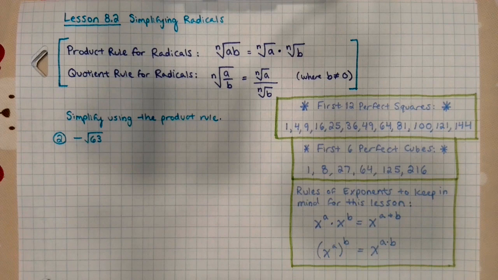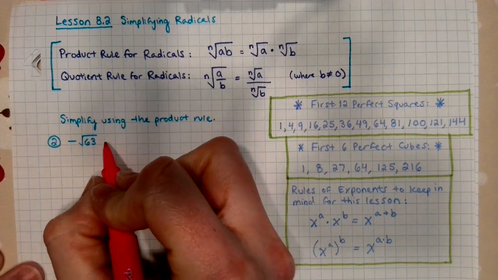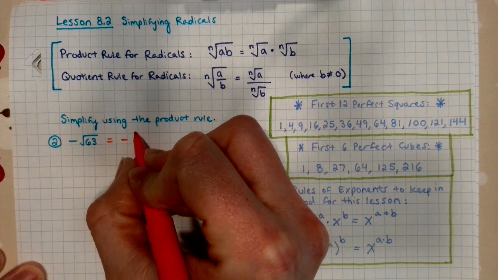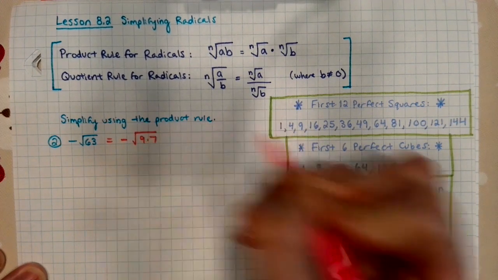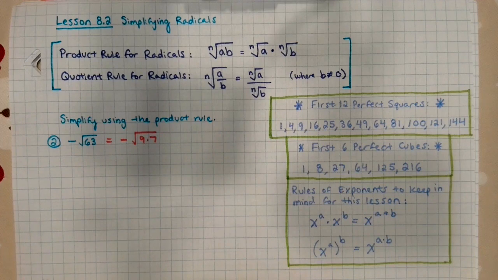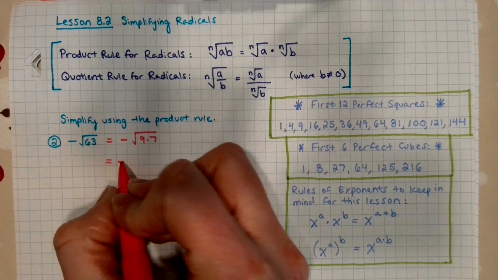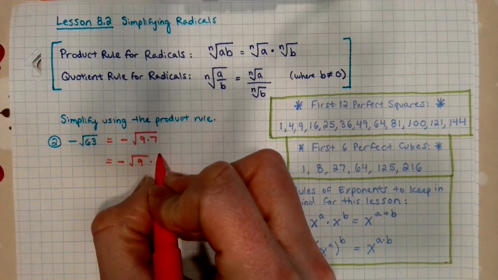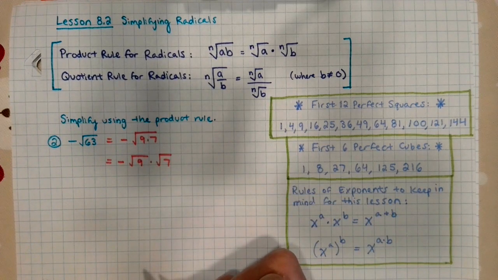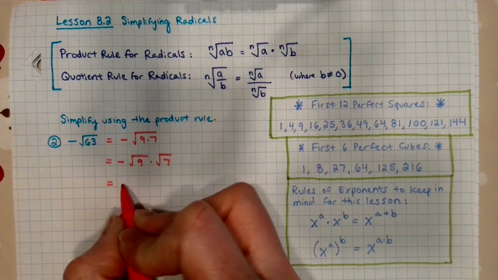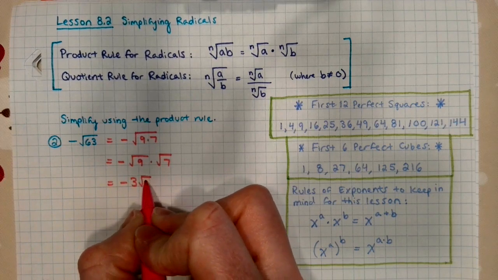So for this first example, number 2, we've got the negative square root of 63. So we're going to break this apart because it can break down. 63 factors into the negative square root of 9 times 7. And then using our product rule for radicals, we can break this apart even more and write this as negative the square root of 9 times the square root of 7. And so our final answer, because we can evaluate the square root of 9, is negative 3 square root of 7.